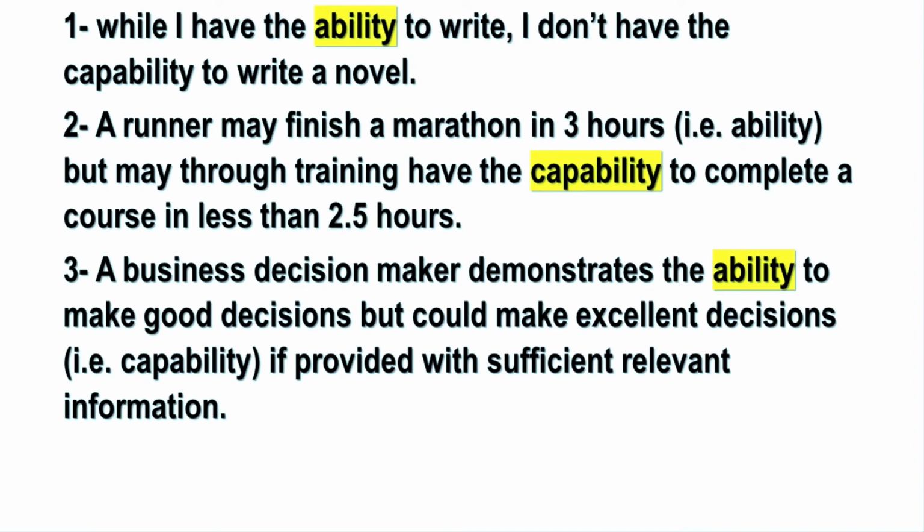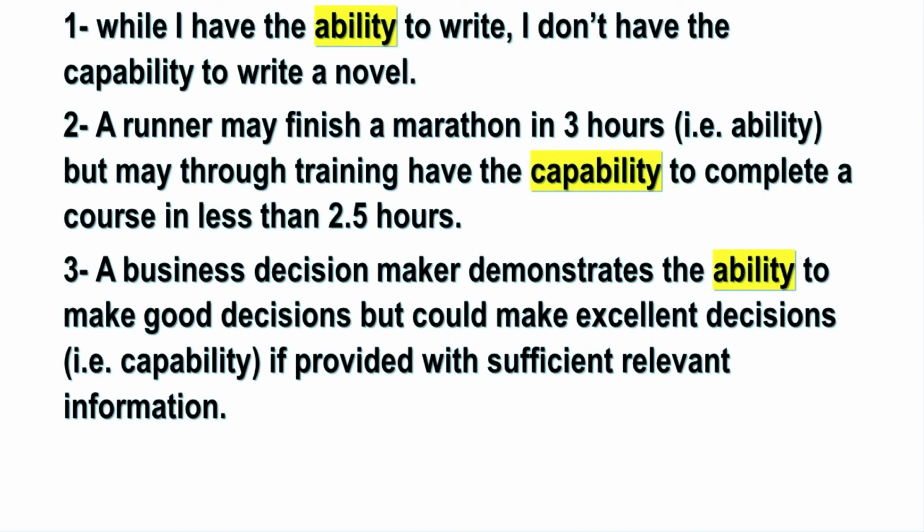For instance, if you say that you have the ability to write well, I will ask you if you have the capacity to write a 10-page essay by tomorrow. Also, capabilities tend to be either-or propositions, while ability tends to come in degrees. For example, 1. While I have the ability to write, I don't have the capability to write a novel.